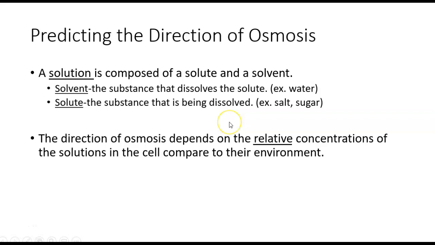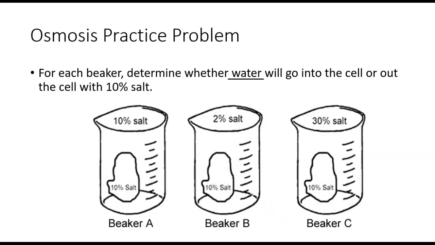Alright, so you could have cells in different environments behave differently. It really depends on what the concentration of the environment is. So let's look at some examples. For each beaker, determine whether water will go into or out of the cell with 10% salt. So the cell itself, right here, represented by these little squiggly lines. It's a kind of weird shape, nonetheless, it's a cell, and it has a 10% salt solution.